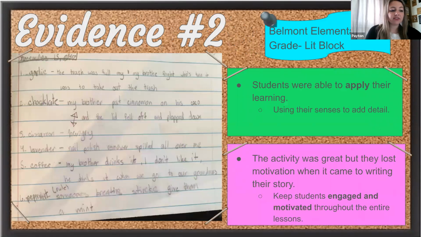My second piece of evidence is an example from one of my students' work from my lit block practicum at Belmont Elementary in a 5th grade classroom. Prior to this lesson, we had been talking about the importance of adding detail to our writing. We discussed how we could use our senses to come up with details to add. In this lesson, I had several jars that were filled with cotton balls that had different smells on them. Some of the smells were coffee, vinegar, peppermint, and onion.